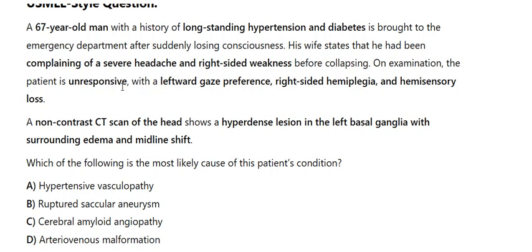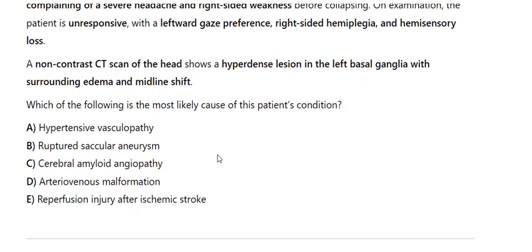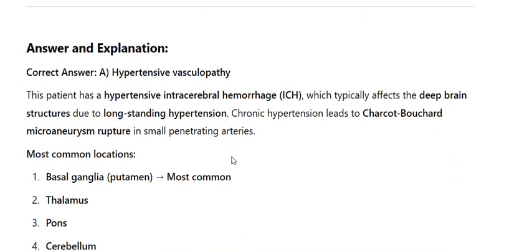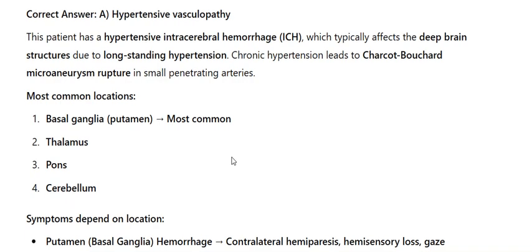Answer and explanation. Correct answer, A. Hypertensive vasculopathy. This patient has a hypertensive intracerebral hemorrhage, ICH, which typically affects the deep brain structures due to long-standing hypertension. Chronic hypertension leads to Charcot-Bouchard microaneurysm rupture in small penetrating arteries. Most common locations: 1. Basal ganglia, putamen, most common. 2. Thalamus. 3. Pons. 4. Cerebellum.